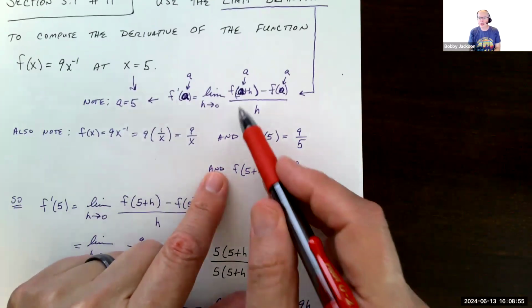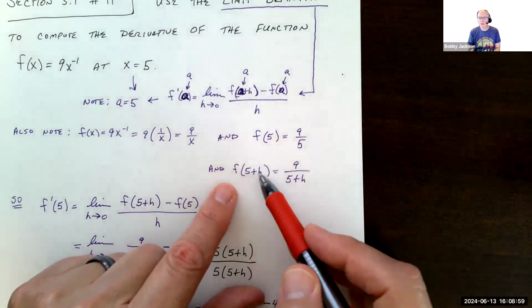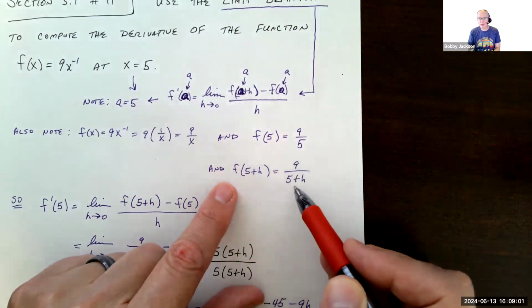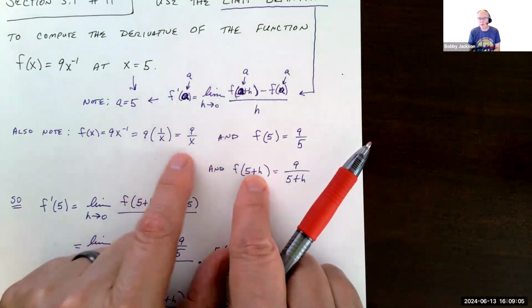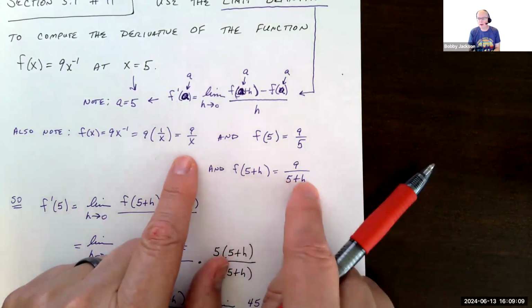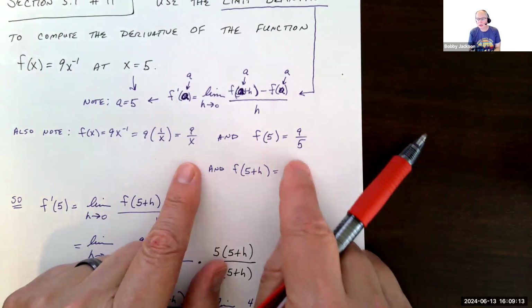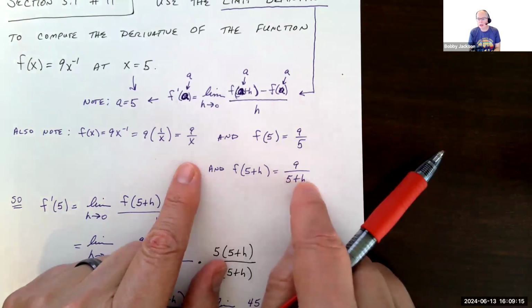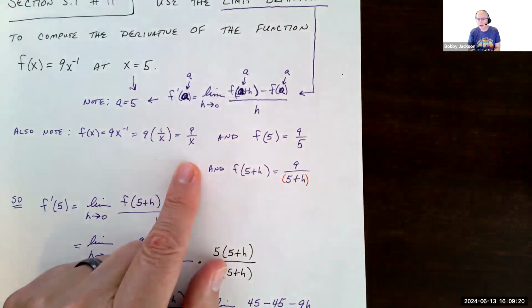F of 5 plus h is needed here, right? F of a plus h, where a is 5. F of 5 plus h is just 9 divided by 5 plus h. We're replacing x in the input to the function with the whole quantity 5 plus h. So it's not 9/5 and then plus an h. It's 9 divided by the quantity 5 plus h. So technically there are parentheses around that.